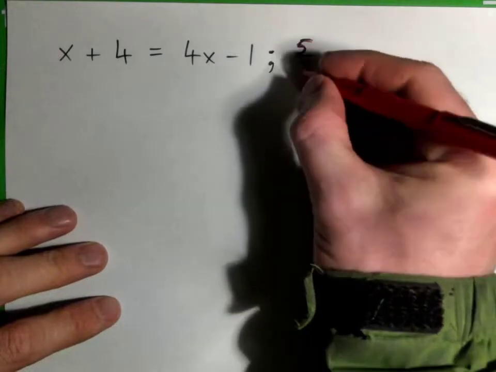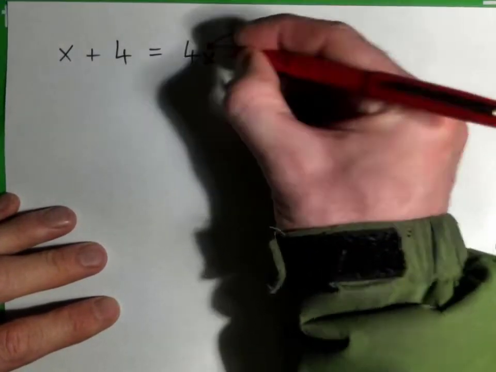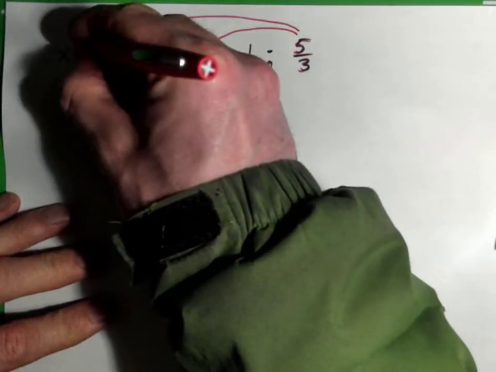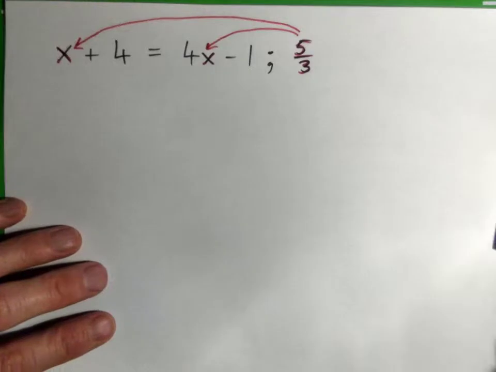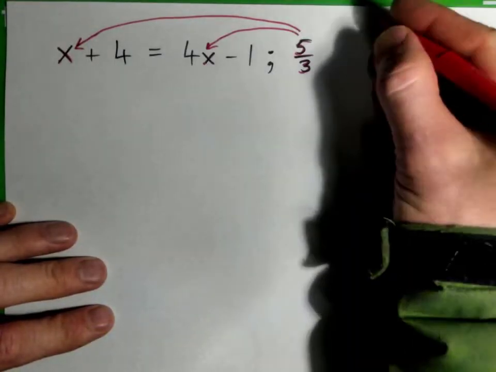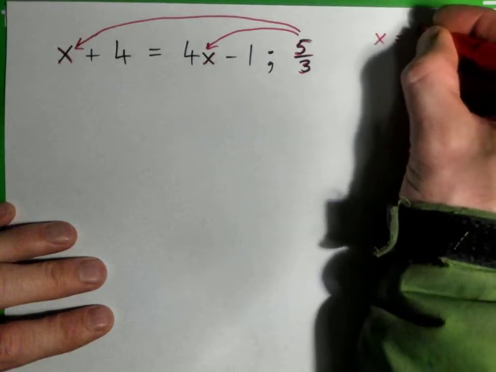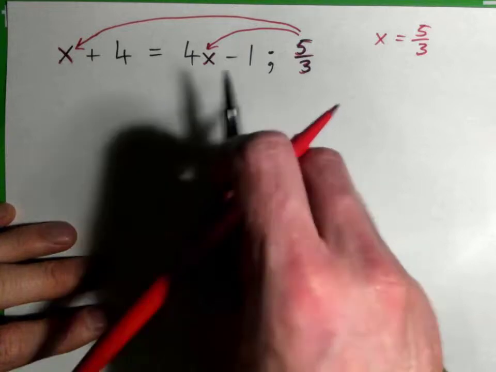The way to do that is we've got to take our 5/3, plug it in for x here, but also plug it in for x here, because this equation has x on the left and x on the right. So x gets replaced with 5/3. In fact, we're going to say x is 5/3. So we're going to rewrite the equation with 5/3 in it instead of x.